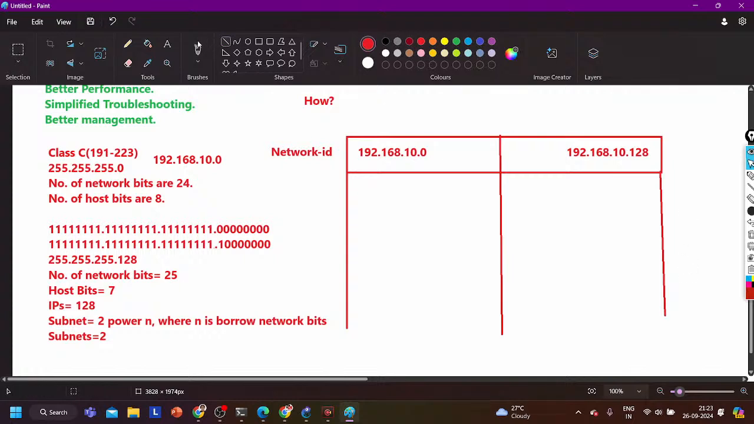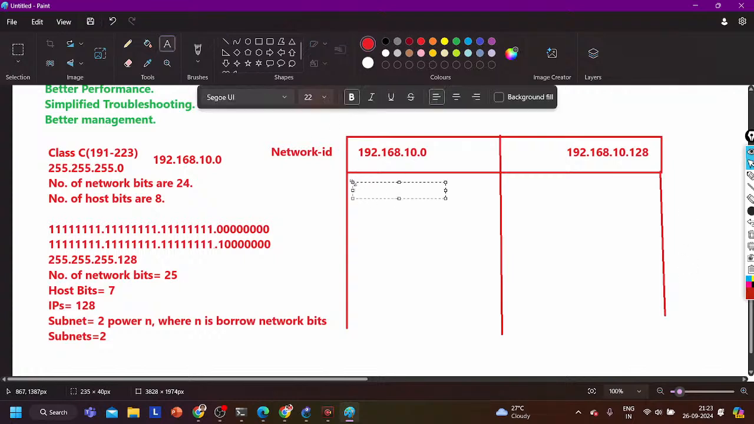So what is the valid IP address? First valid IP address 192.168.10.1. Second valid IP address 192.168.10.2. Last valid IP address: so guys, the next network is starting from 10.128. That means this network is ending on 127. Yes or no?